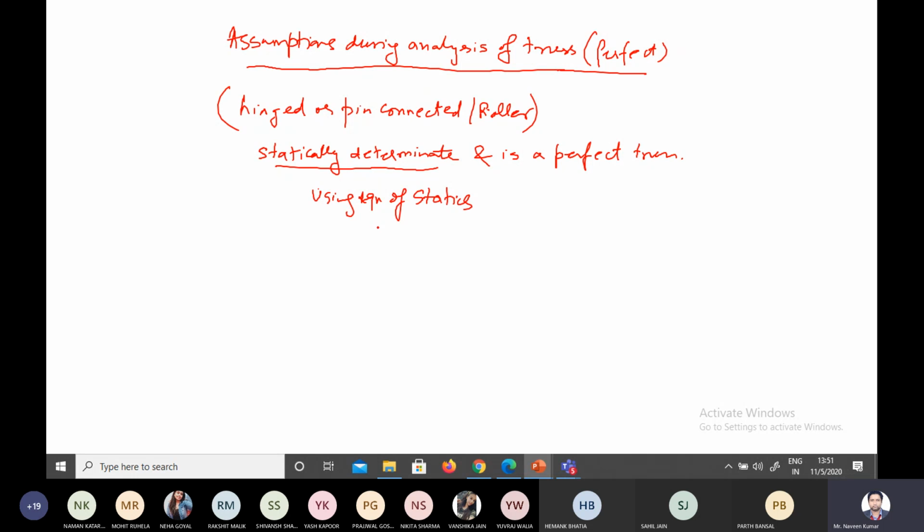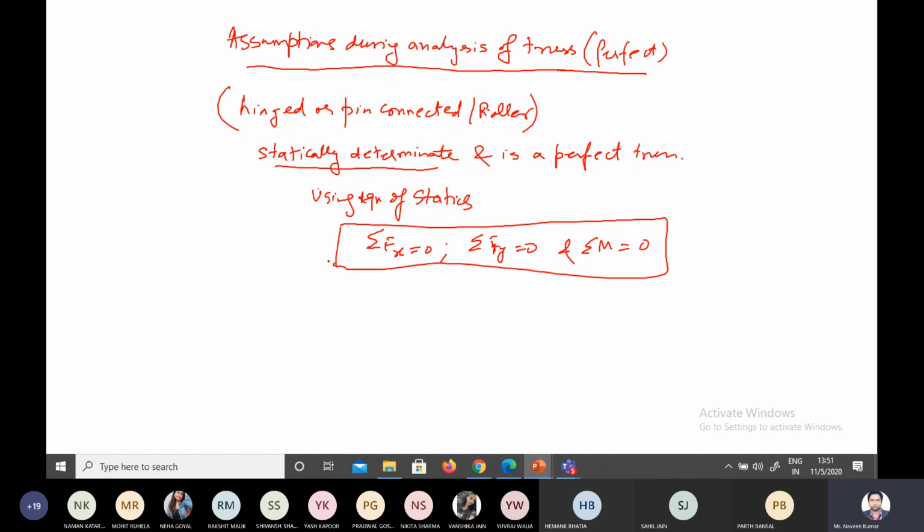Equation of statics. So what is that? Summation Fx is equal to 0, summation Fy is equal to 0, and summation M is equal to 0. We require 3 equations. Fine. So if we can find the forces in the various members of the truss using these equations, Fx equal to 0, Fy equal to 0, and moment equal to 0, then we can say that the truss is statically determinate. And the meaning of perfect I have already told you.